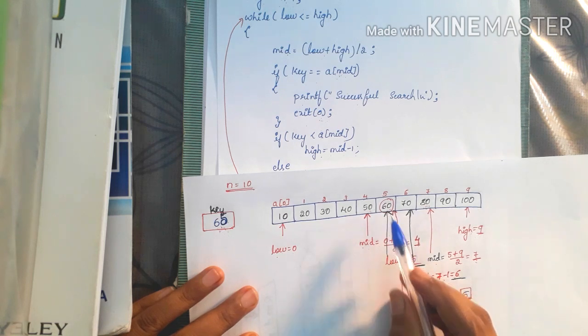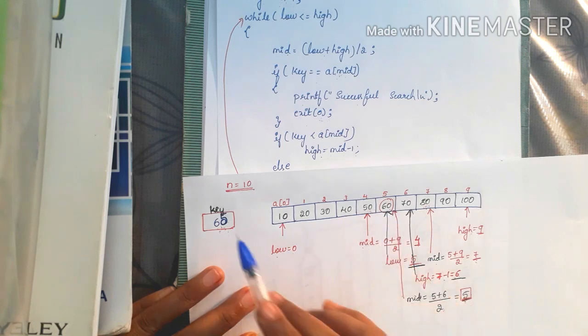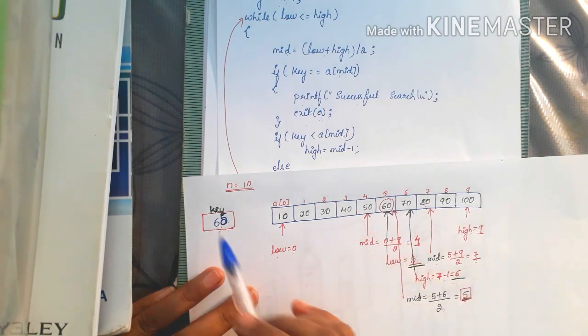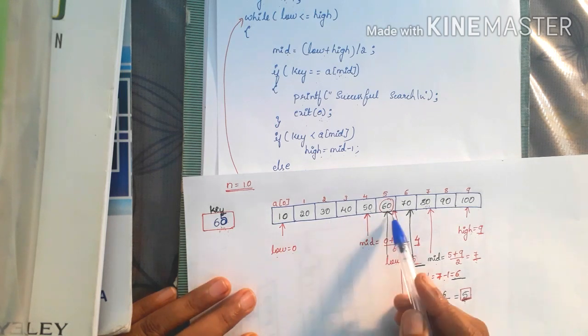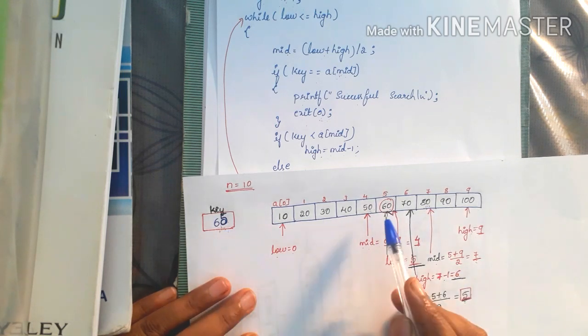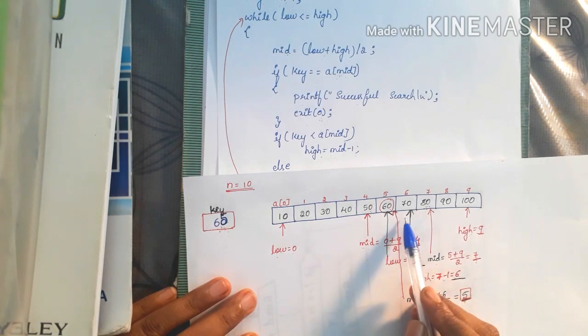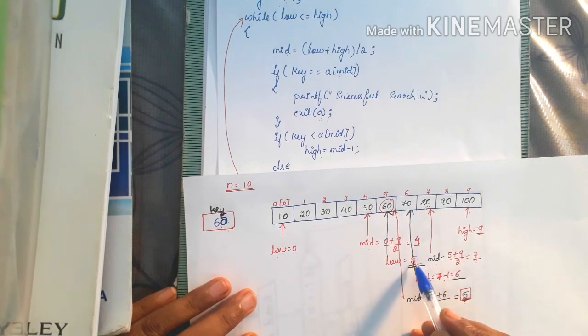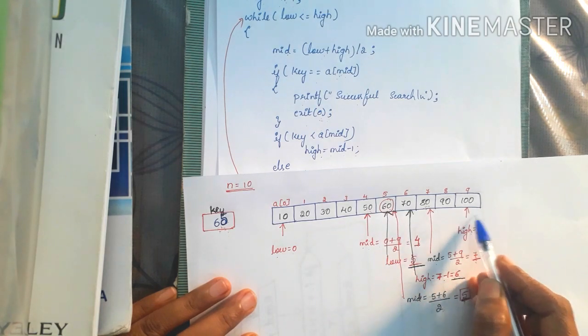We compare key element 65 with 50. Is 65 equal to 50? No, the condition is false. Then we check whether this 65 is less than 50 or greater than 50. Here 65 is greater than 50, so that's why low value is changed to mid plus 1, that is 4 plus 1, 5. Now we need to search only in the second half of the array.